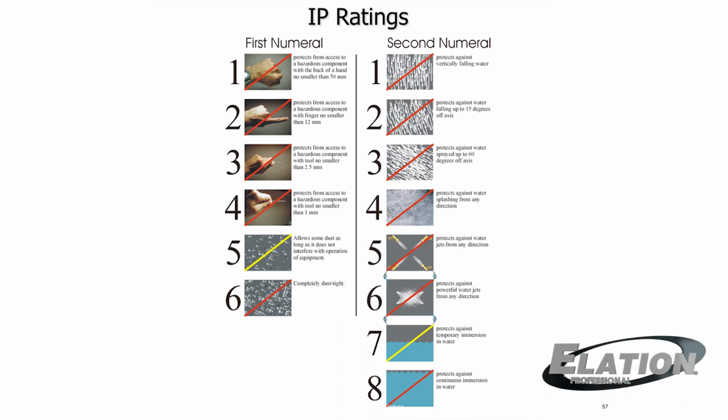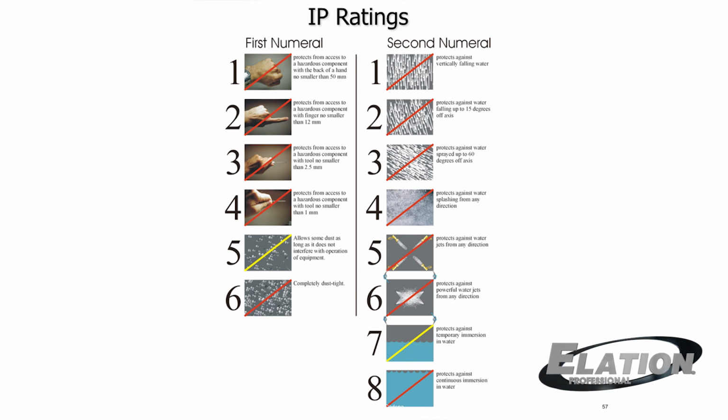The second number tells you how well it protects against the ingress of water or moisture. The first number can go from 0 up to 6, and a number 1 means that there's no opening big enough for you to put your fist in. That's 50 millimeters. And then a number 2 means there's no opening big enough for you to put your finger in, so it's finger protected.